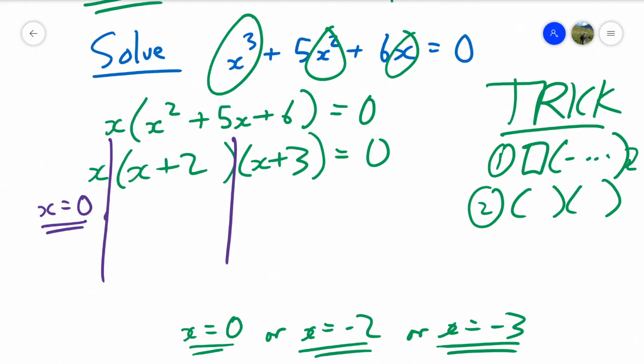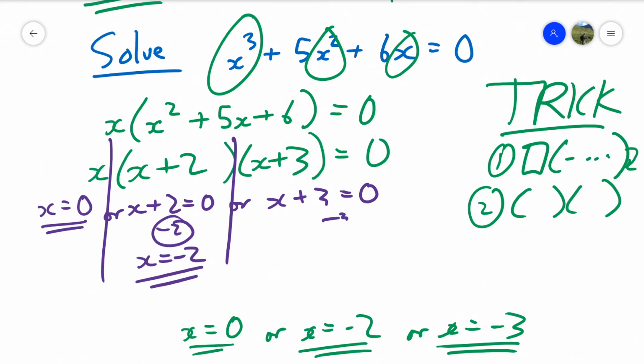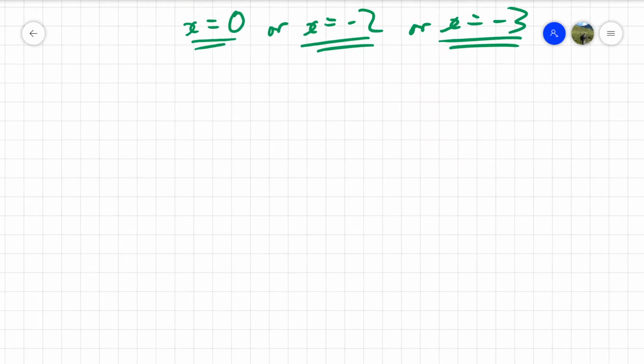So x equals 0, or x plus 2 equals 0, or x plus 3 equals 0. So minus 2 from both sides here, that means that x equals -2. Minus 3 from both sides here, that means that x equals -3. Bam, sorted. Next.